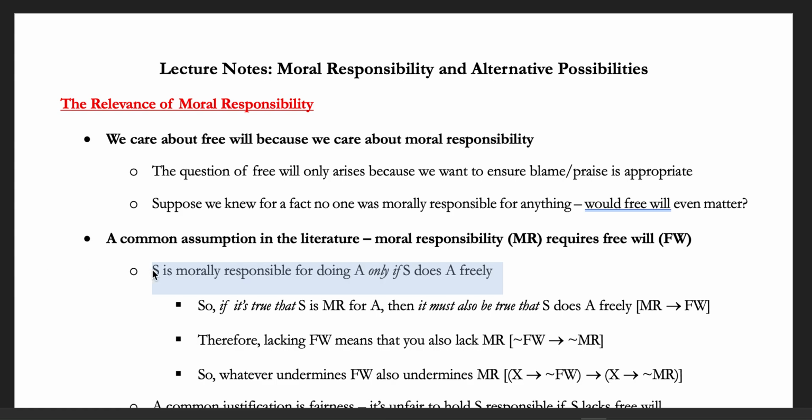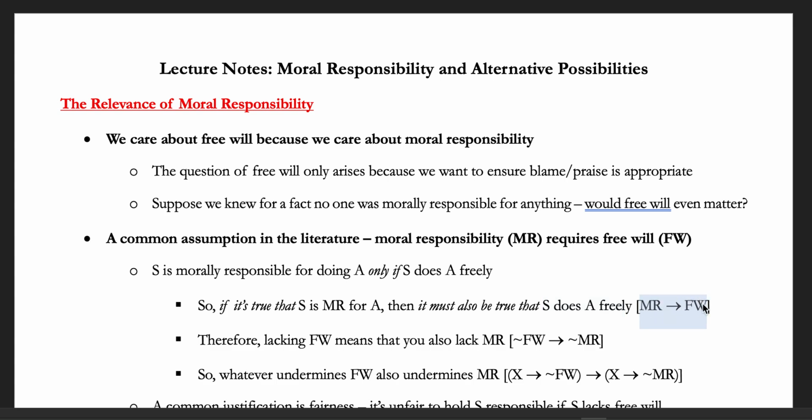If some agent S is going to be morally responsible, then it has to be true that they were free. So S is morally responsible for doing some action A only on the condition that they did that action freely. Okay, so these are just different ways of saying the same thing, that moral responsibility requires free will, right? So someone is responsible for something only if they did that thing freely or of their own free will. So another way of saying that is, if it's true that some agent is morally responsible for some action, then it also must be true that that agent did that action freely.